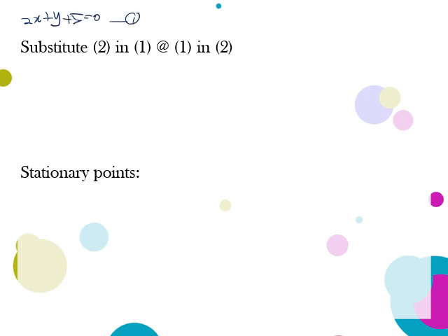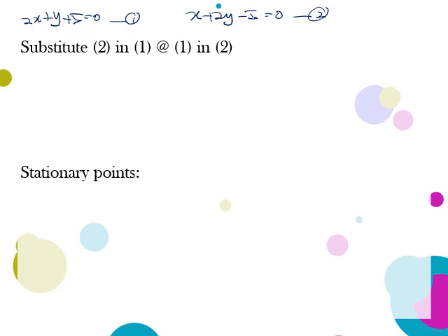So this is the first one. And then we have another one: x plus 2y. So it looks like if I want to substitute, maybe I can substitute 2 into 1.